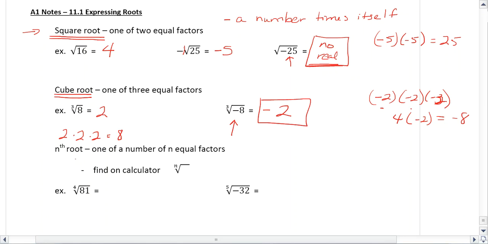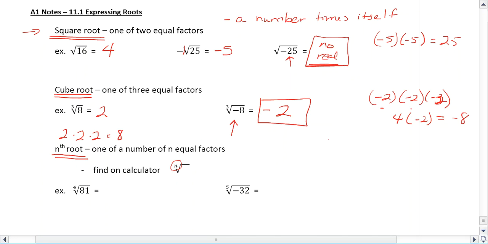Sometimes we need to work with larger roots than just a cube root or a square root, so we need to be able to find the nth root key in our calculator. And it just means, if there's an n here, n can be anything. It could be the 4th root, 5th root, 6th root, and so on. So it's handy to find this on our calculator.